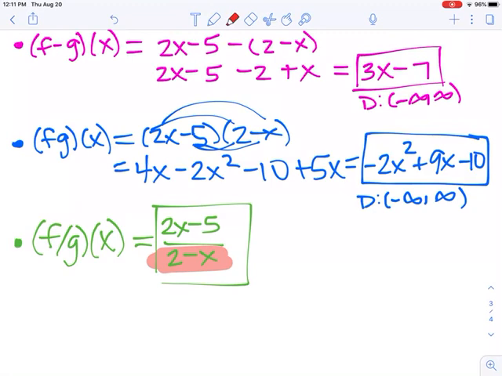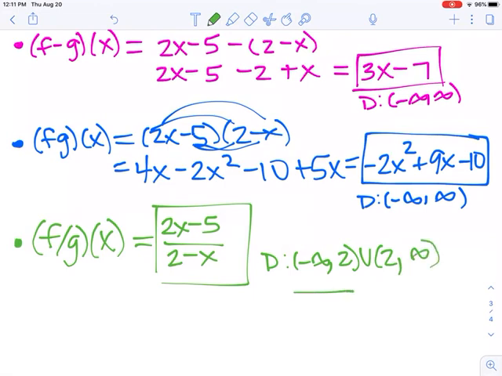But we do need to think about our denominator can't be 0. What would make our denominator 0? 2 would make our denominator 0. So we have to exclude 2 from our domain. So our domain is going to be everything to the left of 2 and everything to the right of 2, but 2 is in parentheses because we don't want to include it.